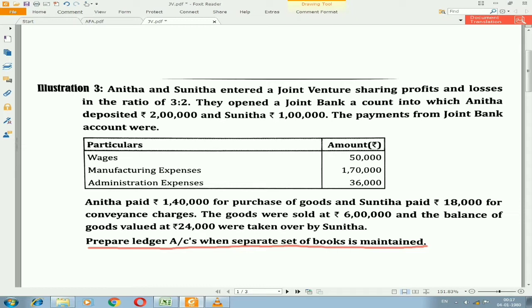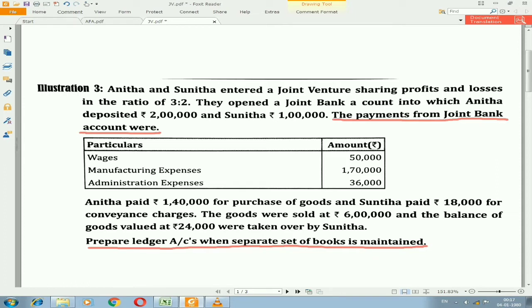Anita and Sunita entered a joint venture, sharing profits and losses in the ratio of 3:2. First, we have a joint bank account in which Anita deposited 2 lakh and Sunita deposited 1 lakh. This is the amount they have invested at the start. So this will be recorded in the co-venturers account. We are not going to take this under the joint venture account. Remember, that will be recorded in the co-venturers account.